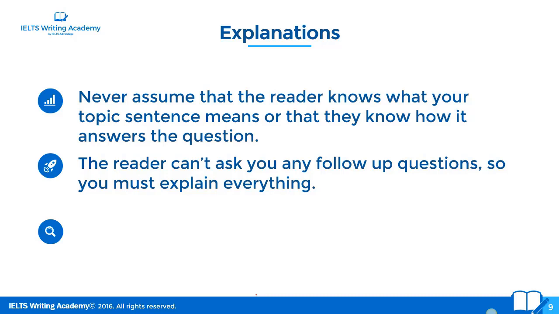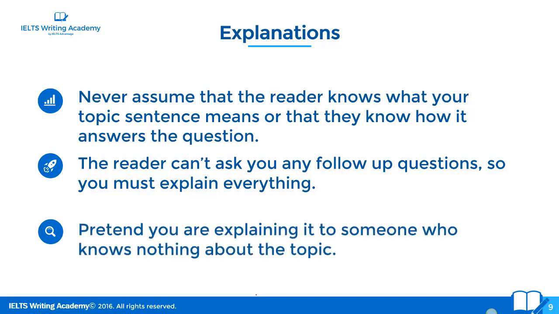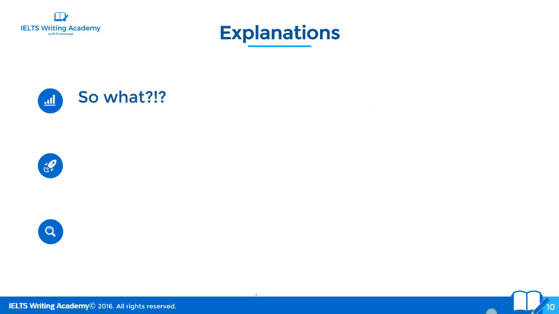So you must assume what these questions are going to be, anticipate them and answer them for the reader. So pretend you are explaining it to someone who knows nothing about the topic. This is probably the easiest way to explain anything. Just explain it in a very, very basic way. Pretend that you're speaking to a 5-year-old boy who knows nothing about the topic, and if you think about it that way, then explanations will be very, very easy for you to do. So what? This is a really good way of getting students to write better explanations.